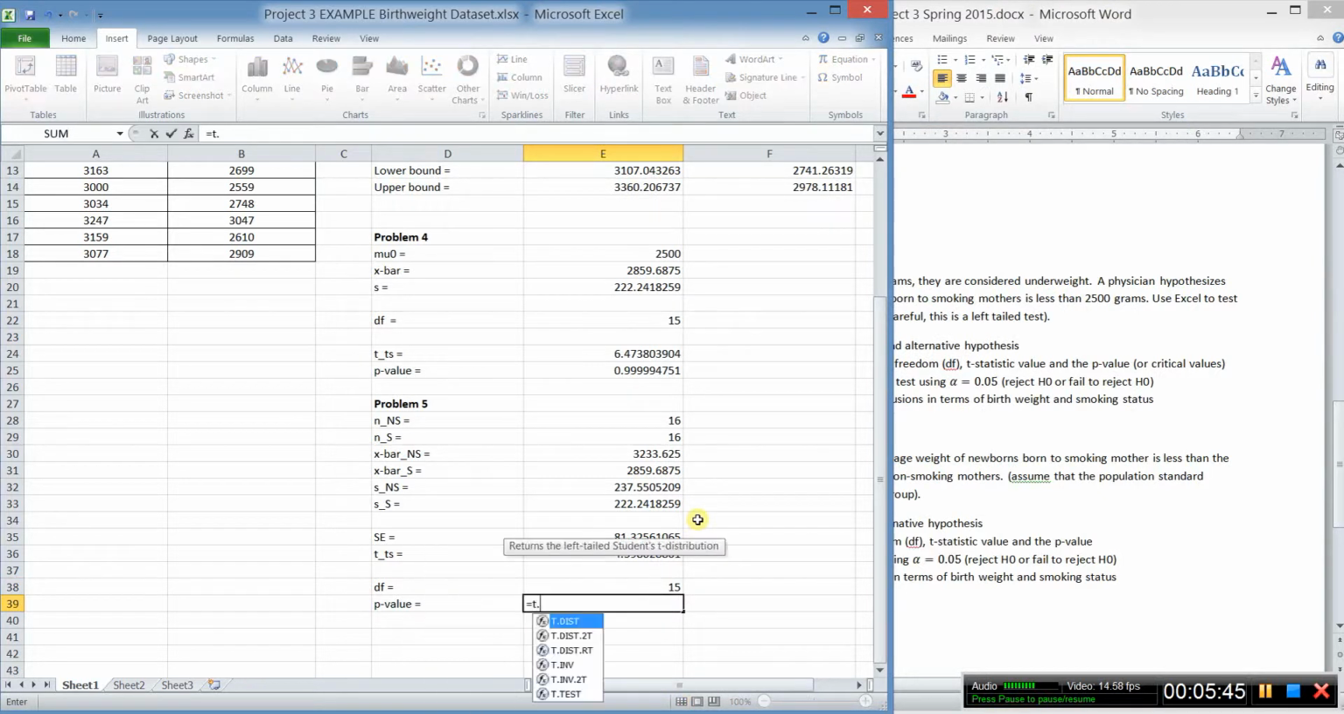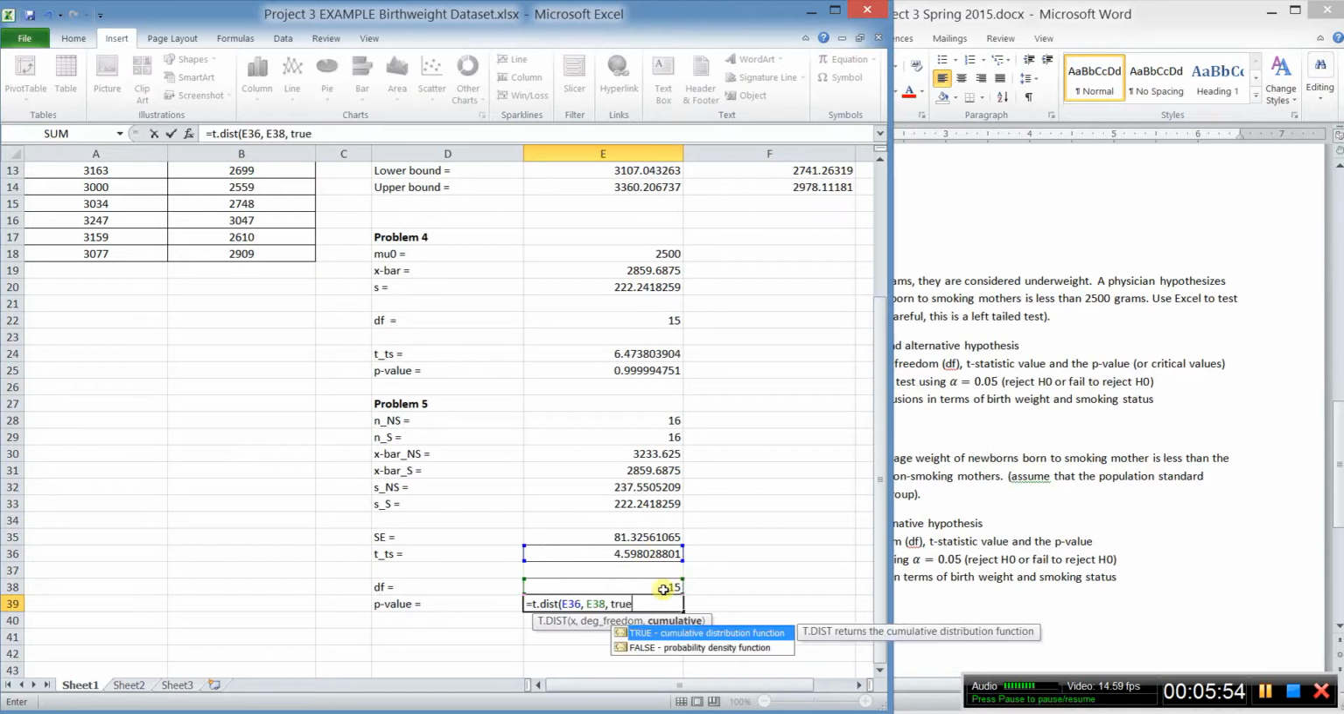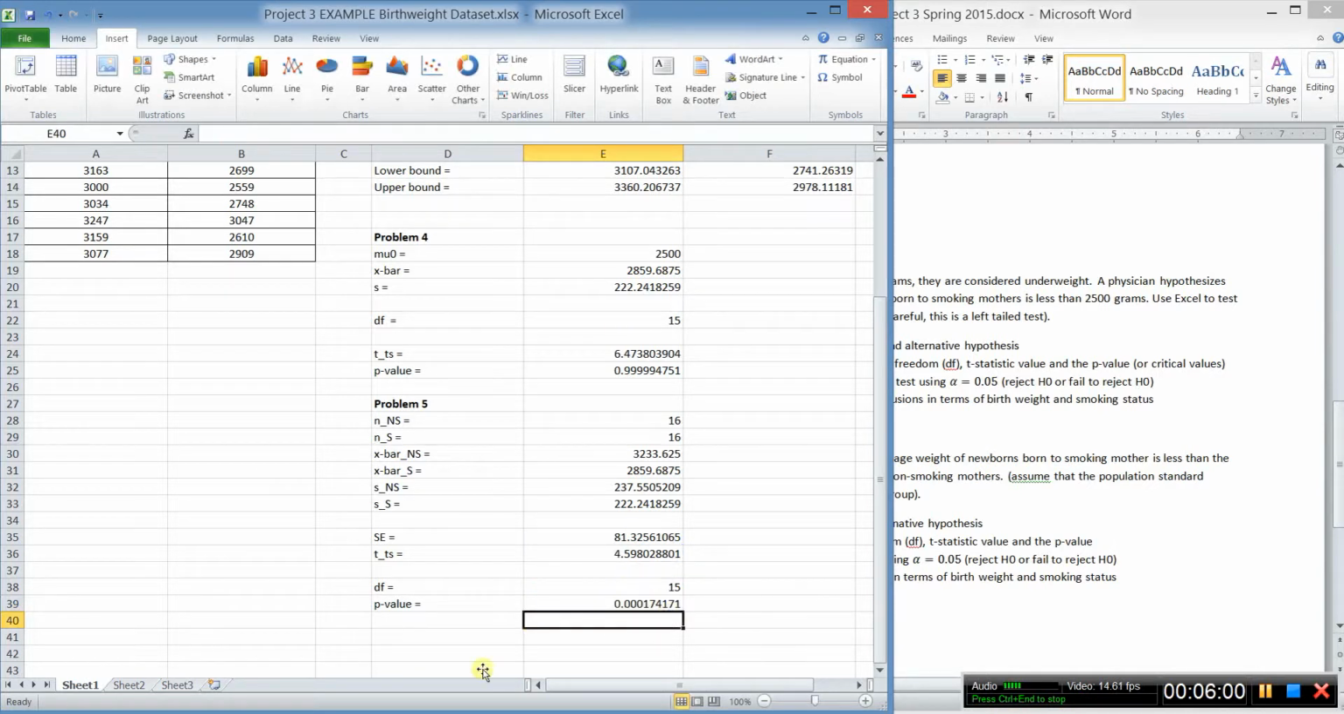Okay, so when I'm doing the p-value, T.DIST, I'm going to highlight that test statistic value, and then I'm going to say the degrees of freedom. I'm going to say true. Now, if it's a right-sided test, I'm going to need that 1 minus. Okay, so there's my p-value. It's really small, so it's 0.00017.